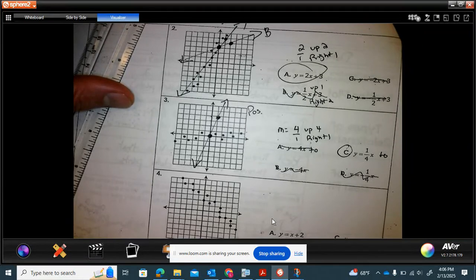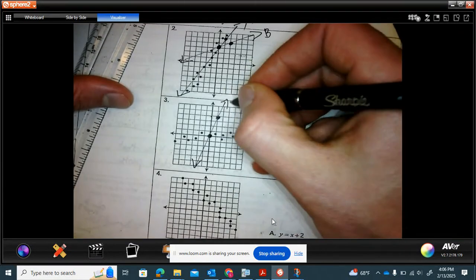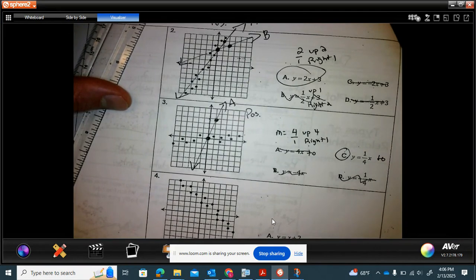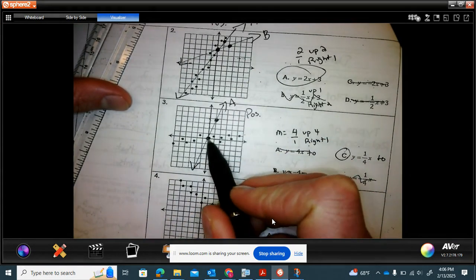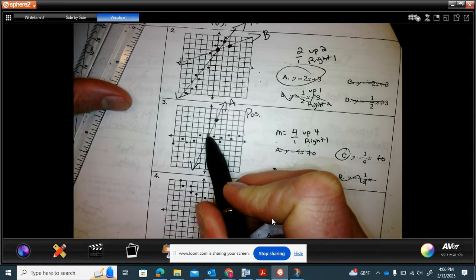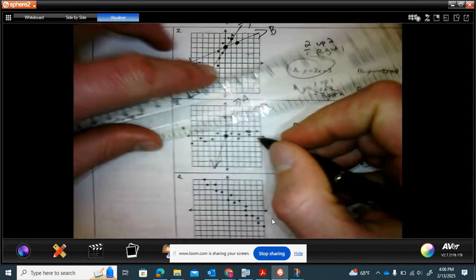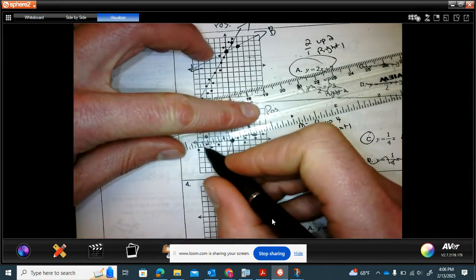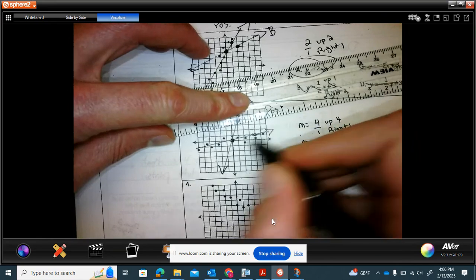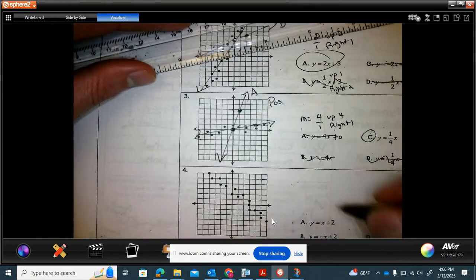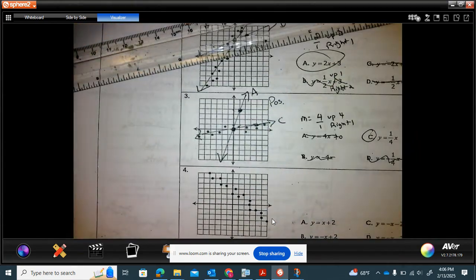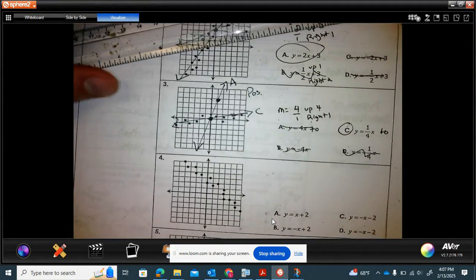If I wanted to actually graph it, I can. So again, that was A. C would be up 1, right 4. So you still start at 0, 0, and you go up 1, right 4. 1, 2, 3, 4. And then it would be this line right here, which you could tell goes through way more points than graph A. So it's got to be C.